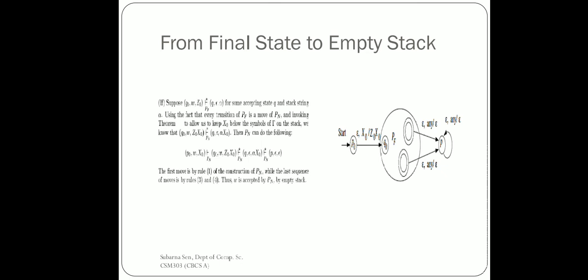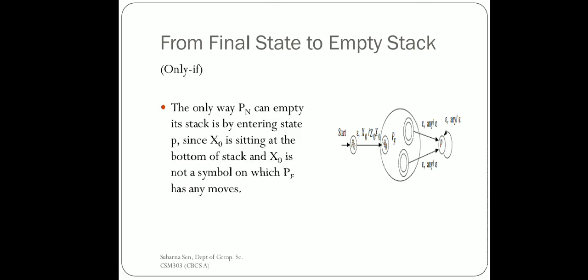Okay, now let us come to the only if part. The only way PN can empty its stack is by entering state p, since X0 is sitting at the bottom of the stack, and X0 is not a symbol on which PF has any moves, right? So since we are to make PN aware that you have reached the bottom of the stack, we are using a marker X0. But we cannot copy PF in this situation, because PF has no moves with X0, it has nothing to do with it. So whenever it sees X0, it has to move to p and empty it up there. It has to work of its own.